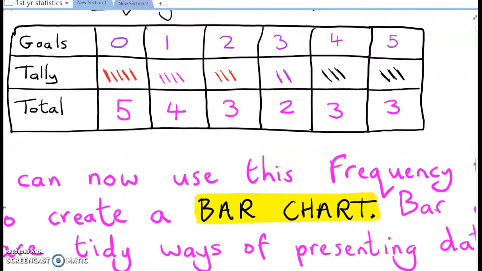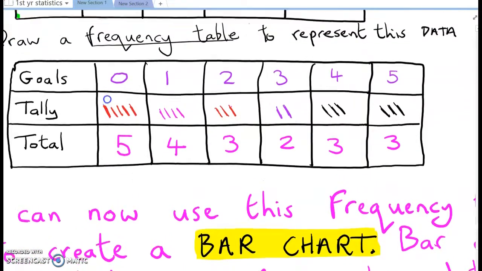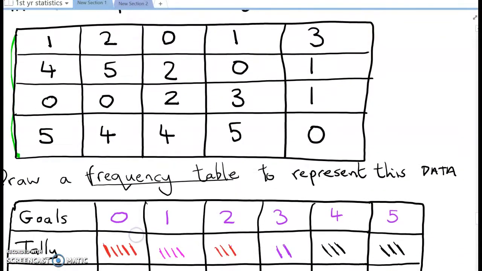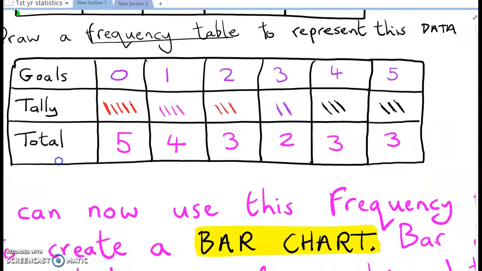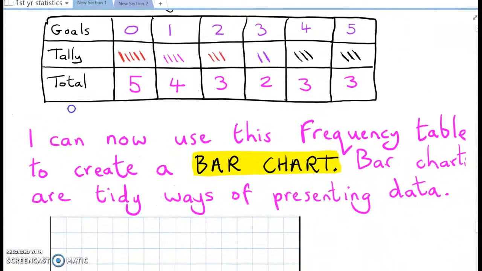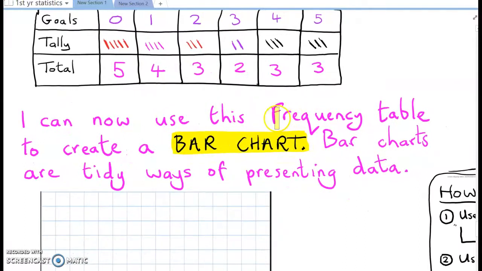It's marked frequency tables, and there's the frequency table that we completed from this set of data of all the goals that were scored in the Premier League over one weekend. So we drew up the frequency table. First of all we did a little tally, okay, and then we counted up the tally and we put our totals in the bottom row. So now we're going to figure out how to turn this into a bar chart, because I can now use this frequency table, the one up here, to create a bar chart.